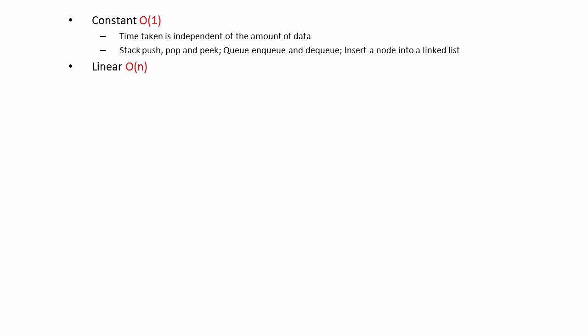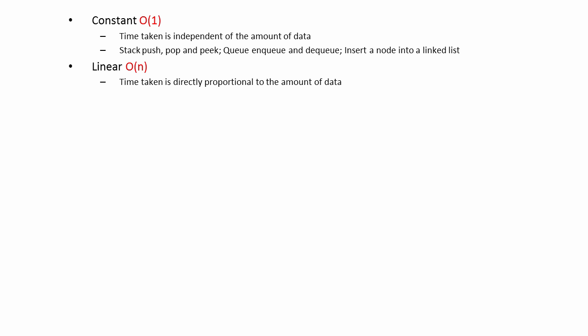With linear complexity, the time taken by a program is directly proportional to the amount of data it's given to work on. This is a nice straight line when plotted on a chart. Doubling the number of data items doubles the time taken. Tripling the amount of data triples the time taken, and so on.